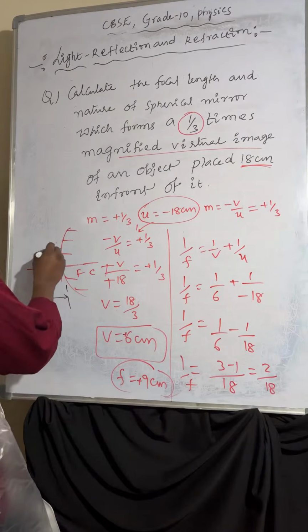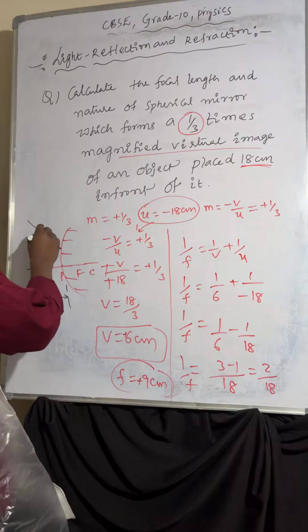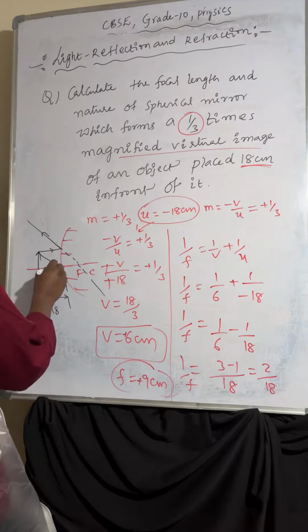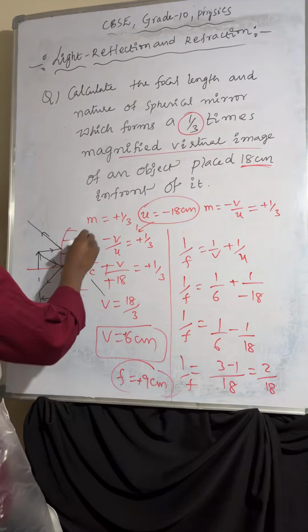And one light ray I am taking like this. It will be reflected back and passes through the focus. Another ray goes to the pole and reflects back. The image will form.